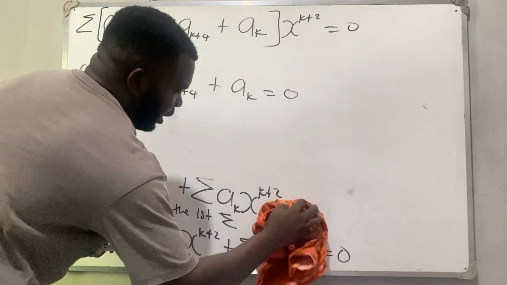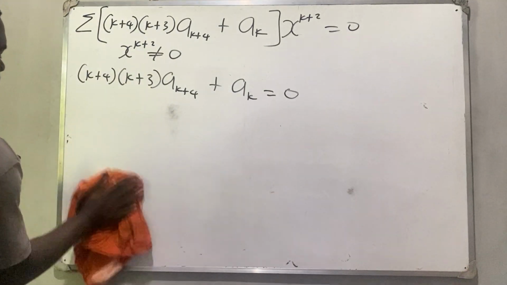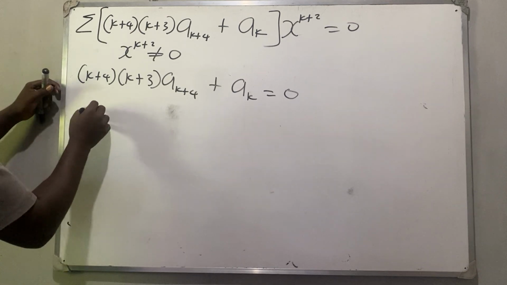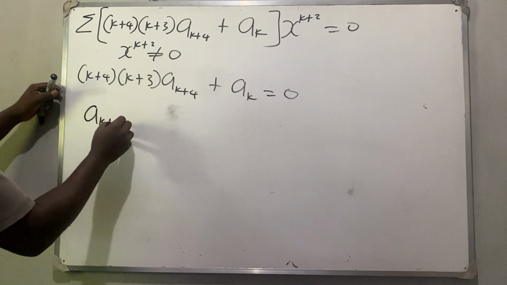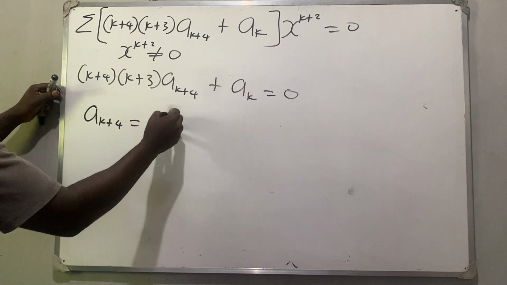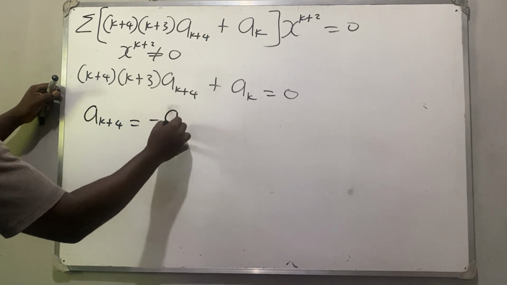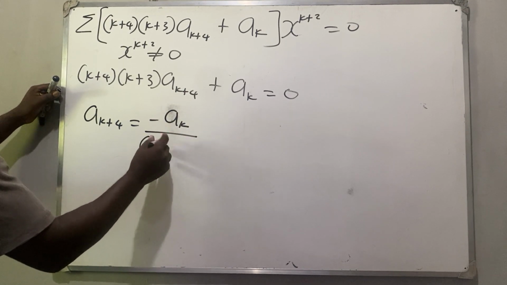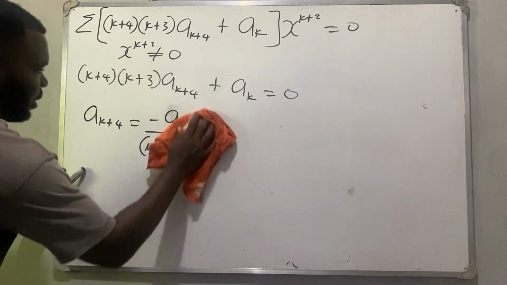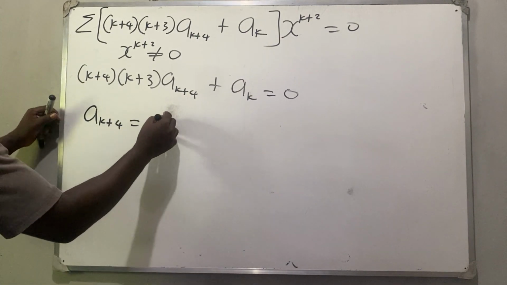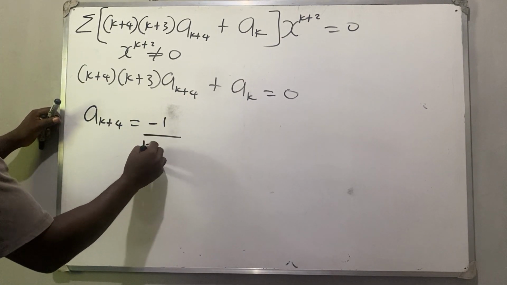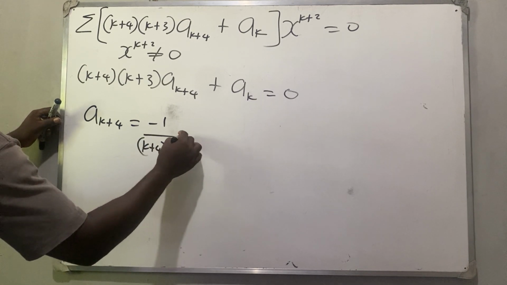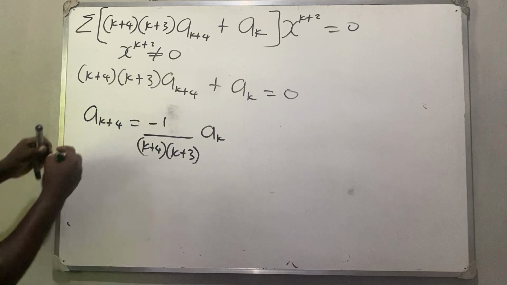So if I make a k plus 4 the subject of the formula, I'm going to have that a k plus 4 will be equal to minus ak over k plus 4 into k plus 3. Let me write it that way: minus 1 over k plus 4 into k plus 3, then I'm having ak.